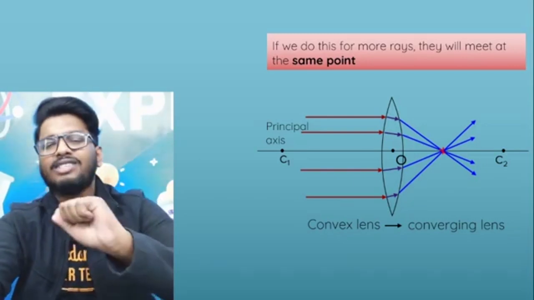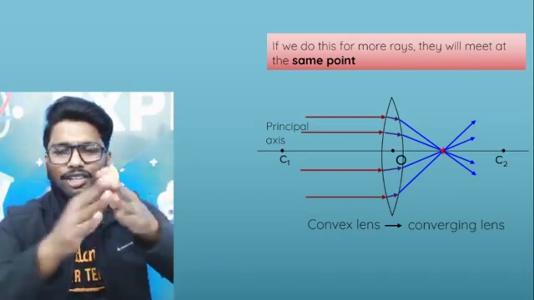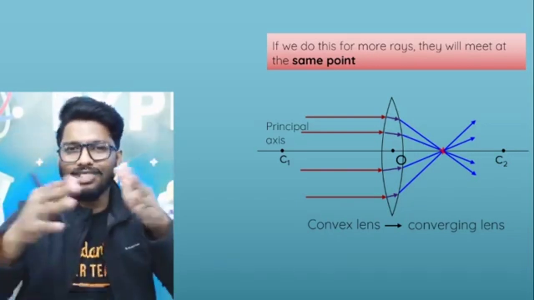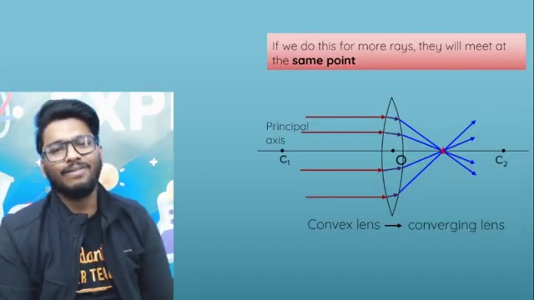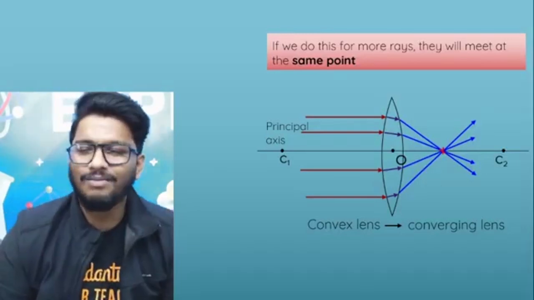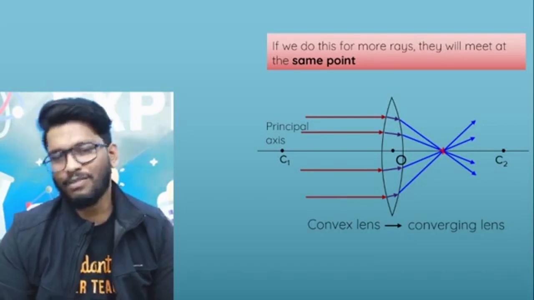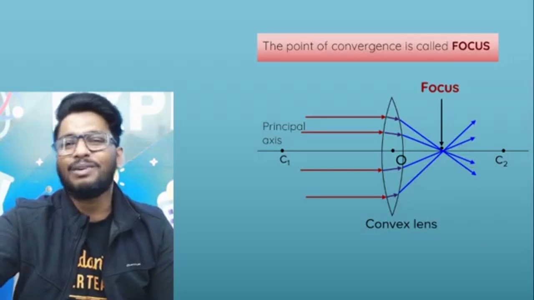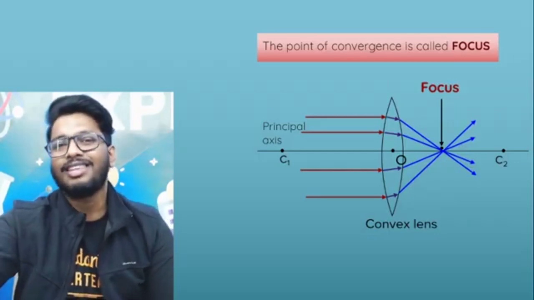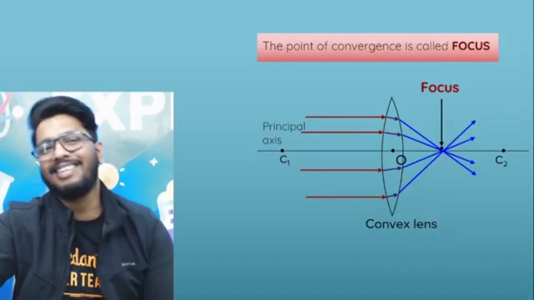And because in the case of a convex lens, all the rays of light are converging and meeting at a particular point, this lens, the convex lens, is called a converging lens. Why? Because they're all meeting at a particular point. That's it. So that is your focus, the point of convergence, the point where all those rays of light meet.